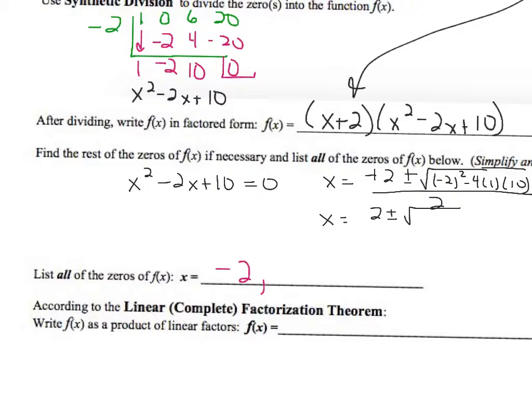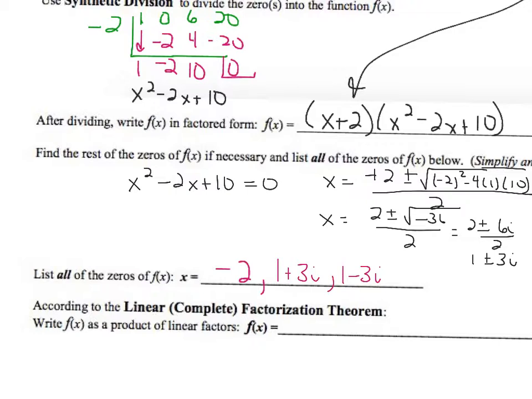The stuff inside the root becomes 4 minus 40, which is negative 36, over 2. So this is 2 plus or minus the square root of negative 36, which is 6i, divided by 2. We divide them both by 2, we get 1 plus or minus 3i. So my other two zeros, I found them now. They're complex, and that makes sense, because if they weren't complex, they would cross the axis. We have 1 plus 3i and 1 minus 3i. So we just found 3 zeros.